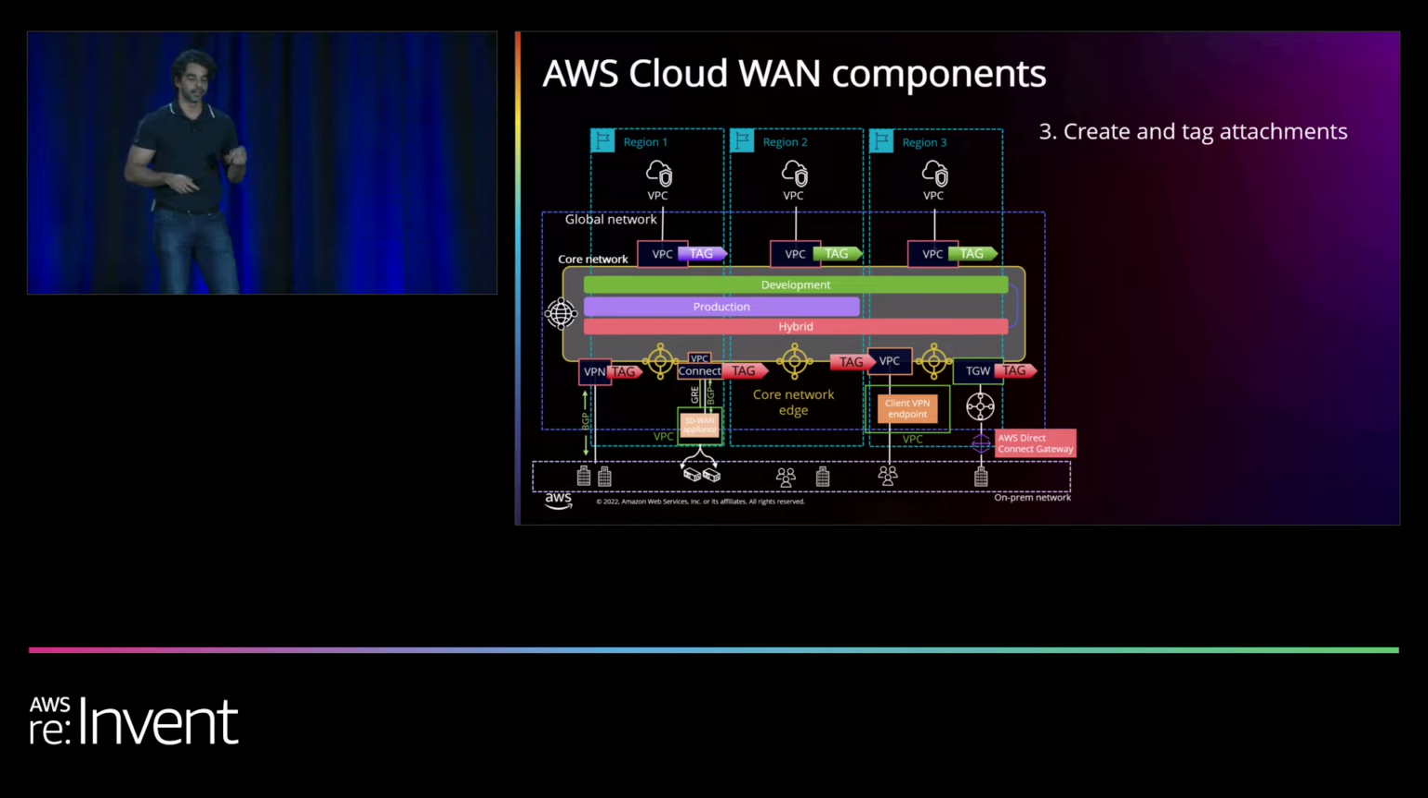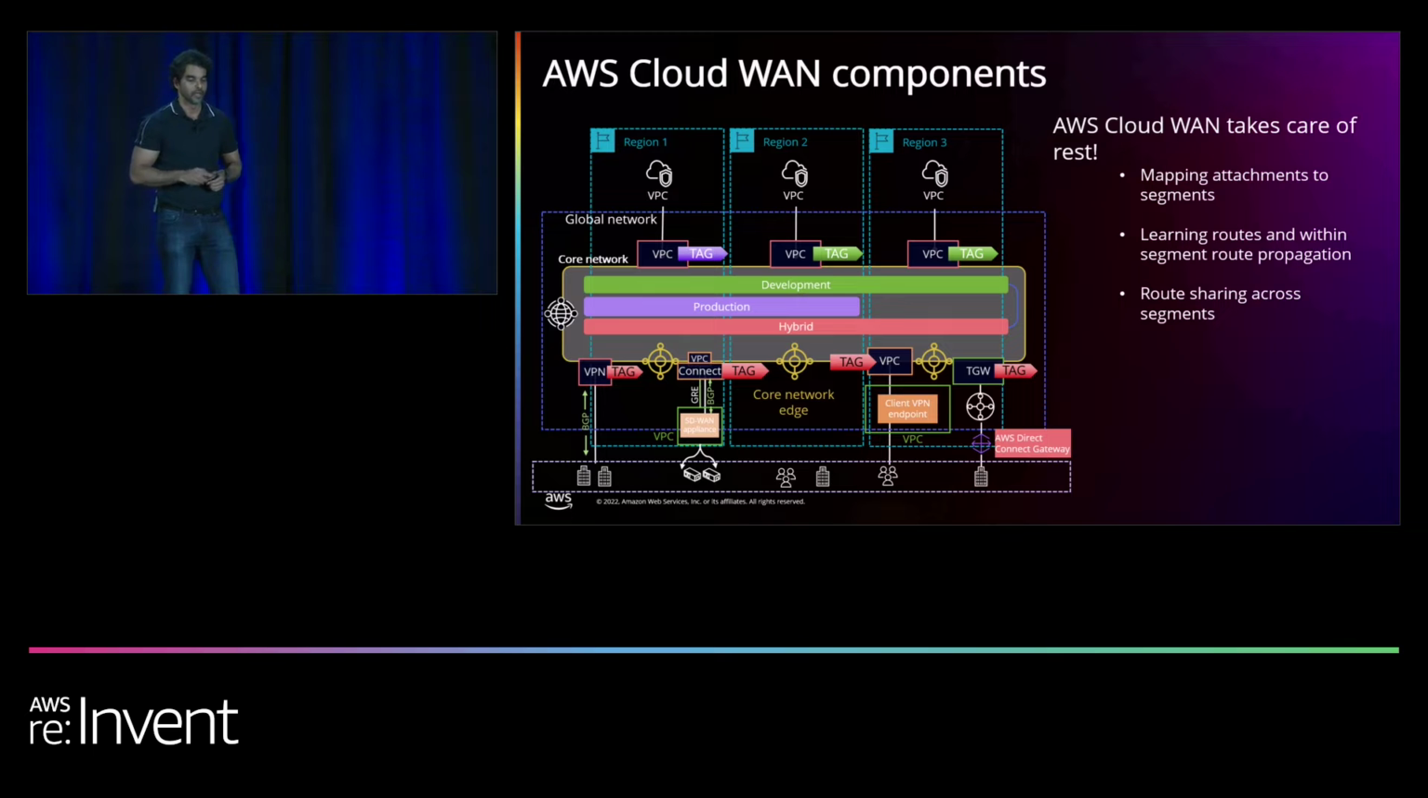Next, we go ahead and tag your attachments. And based on the policies we have defined, Cloud WAN is going to take care of the rest. So it will map the attachments automatically to the right segments. It's going to learn the routes, so VPC CIDRs or your on-prem routes via BGP, and push them into the segment route table, as well as share them across segments.